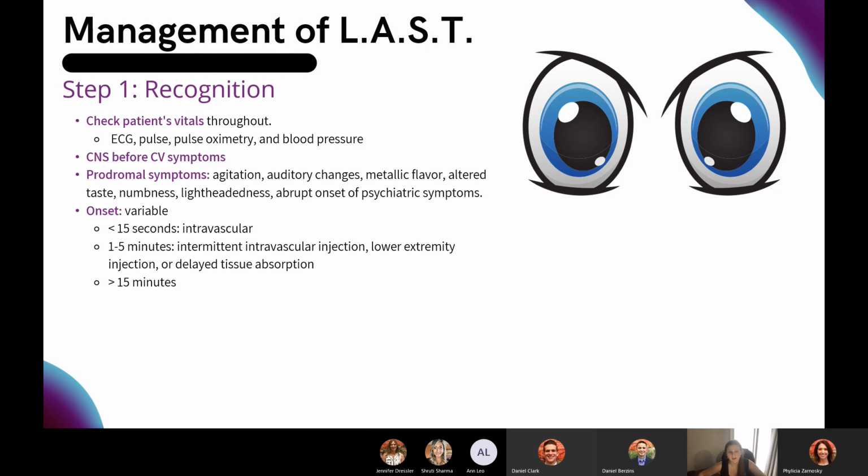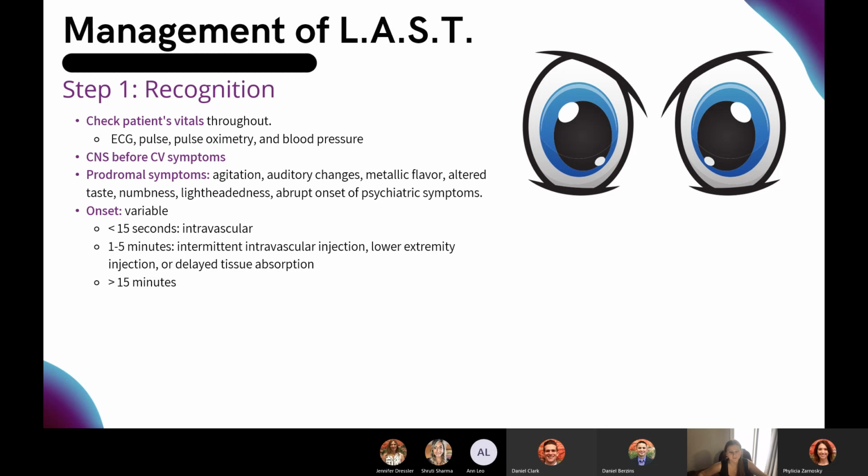There is variability in LAST presentation. However, usually CNS symptoms will come first before the cardiovascular symptoms come. The cardiovascular system is more resistant to local anesthetic toxicity. The prodromal symptoms that we've talked about a lot in the last presentation are agitation, auditory changes, metallic flavor, altered taste, numbness, lightheadedness, abrupt onset of psychiatric symptoms.